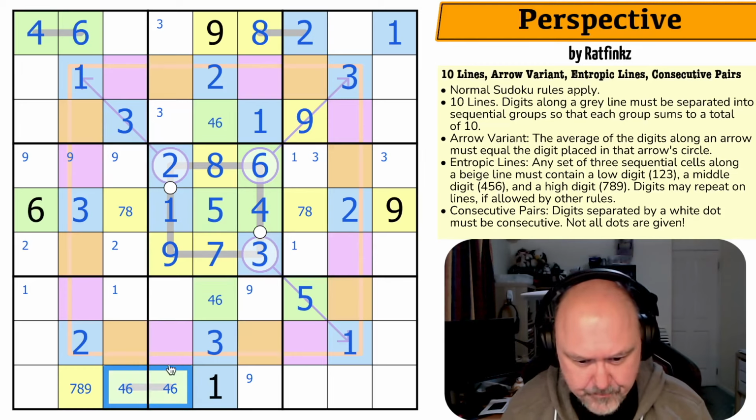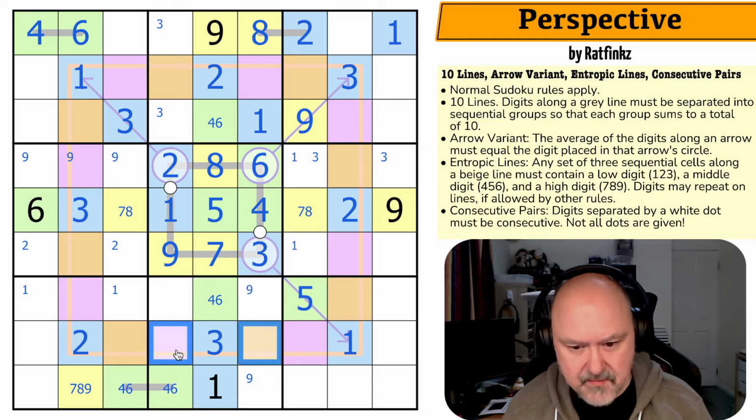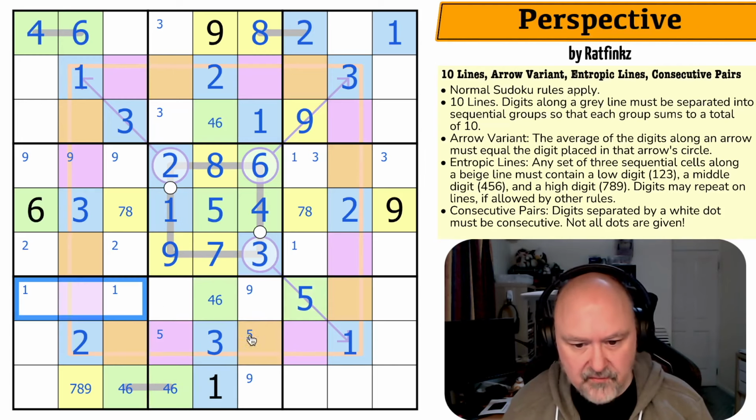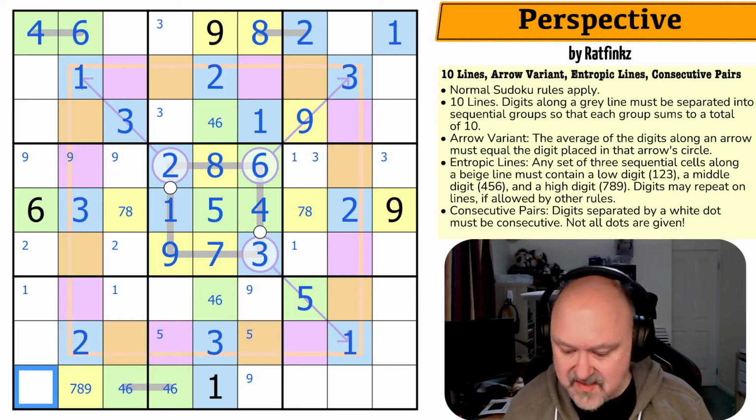Okay. So that's a 4, 6 pair. So there must be a 5 in one of those, because this is a middle and a high. And now I've got 5 seeing all of those. The 5, which is in whichever one of those, seeing all of those. This is a 5, which is the last mid.